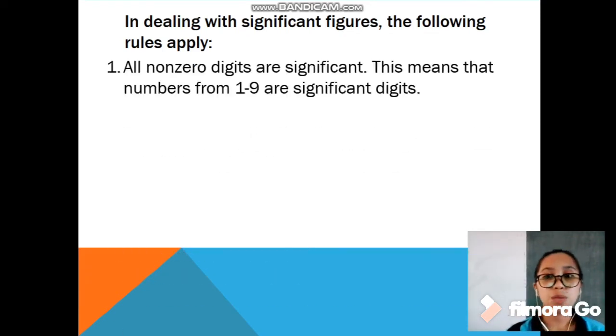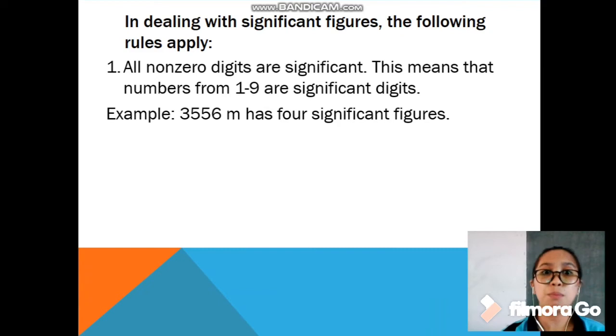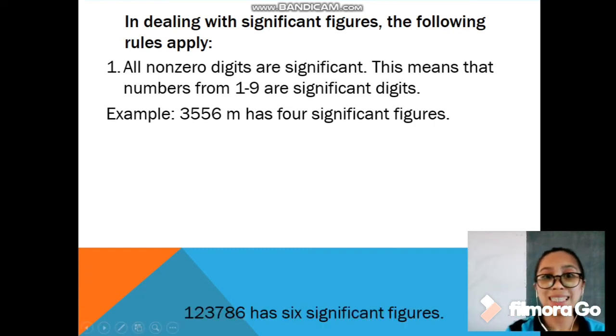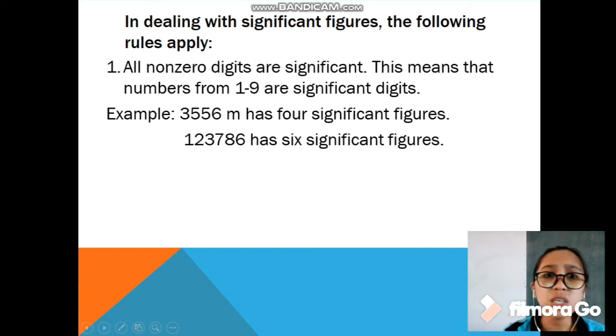Number 1: all non-zero digits are significant. Meaning non-zero, 1 to 9, are significant. Example, 3556 meters. Count how many digits: 1, 2, 3, 4. It has 4 significant figures. Next, we have a number where all of these are non-zero digits. So you're going to count 1, 2, 3, 4, 5, 6. So there are 6 significant figures. All non-zero digits are automatically significant.